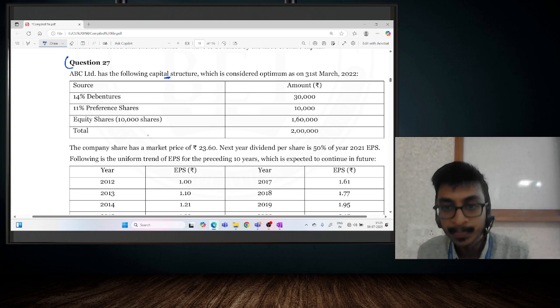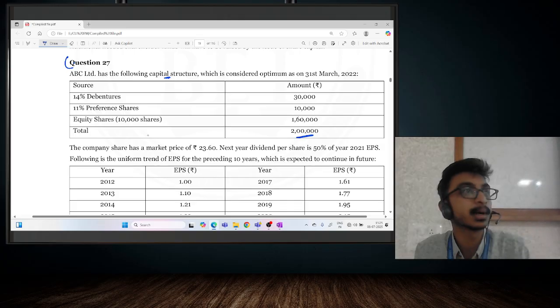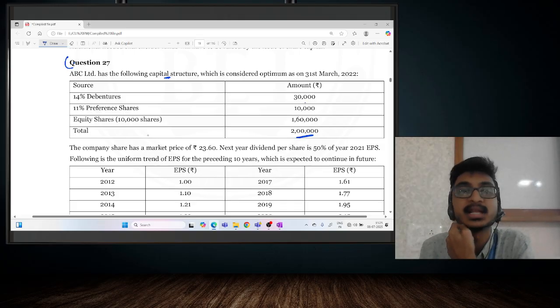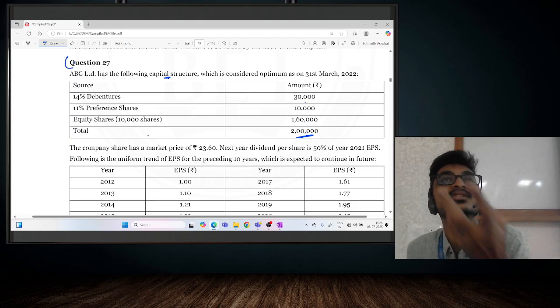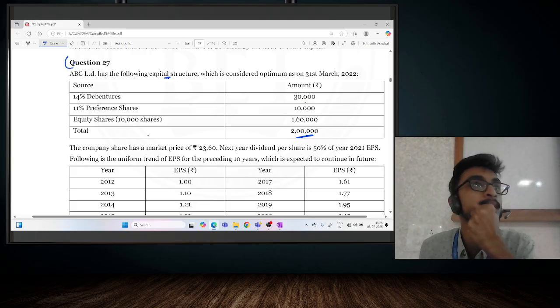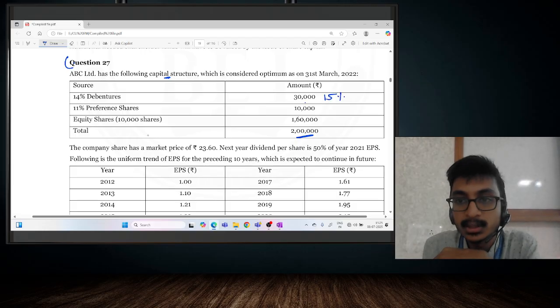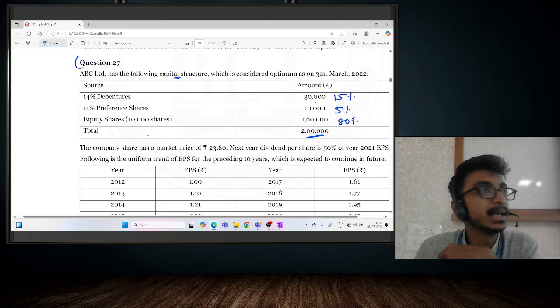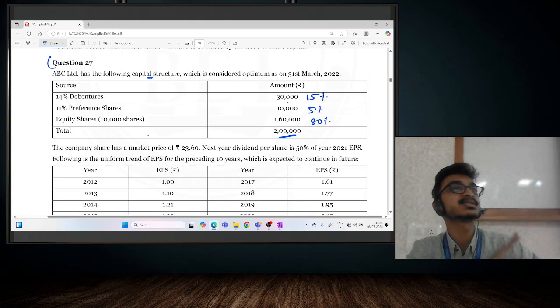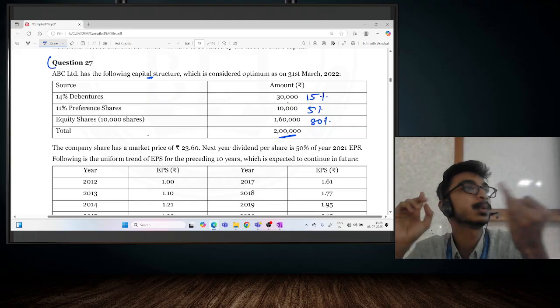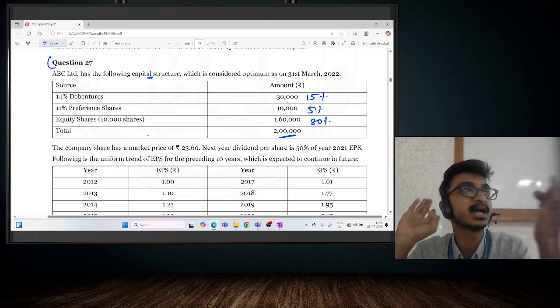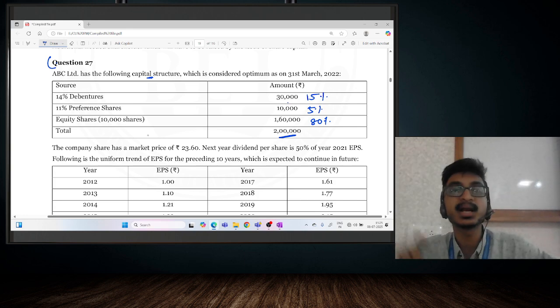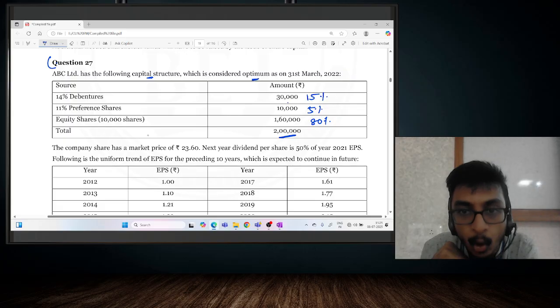So in this question, what is the total capital employed by the company? 2 lakh. Out of 2 lakh rupees, 30,000 came in the form of debentures. So what is the proportion of debenture in the total capital? 15%. Preference is 5%. Equity is 80%. Right. So the capital structure of the company is 80% equity, 5% preference and 15% debentures. They are considering this capital structure as the optimum capital structure.